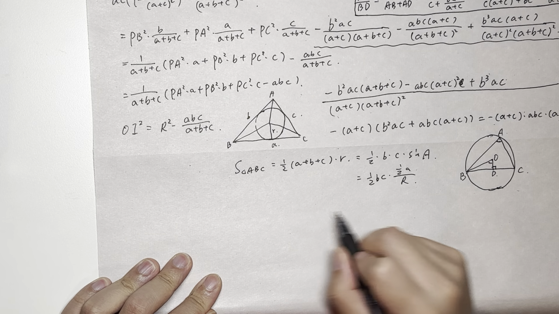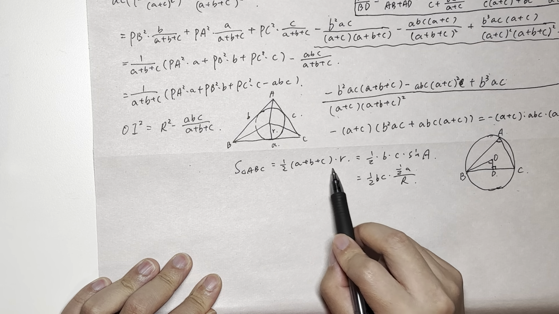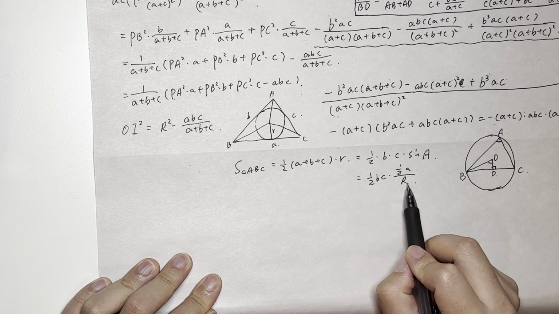Then we put the a plus b plus c on the right, and we put the 2r on the left. So we got 2R equals 2abc over (a plus b plus c), right? That means OI squared can be rewritten as R squared minus 2Rr, right? Okay, we just get OI squared.